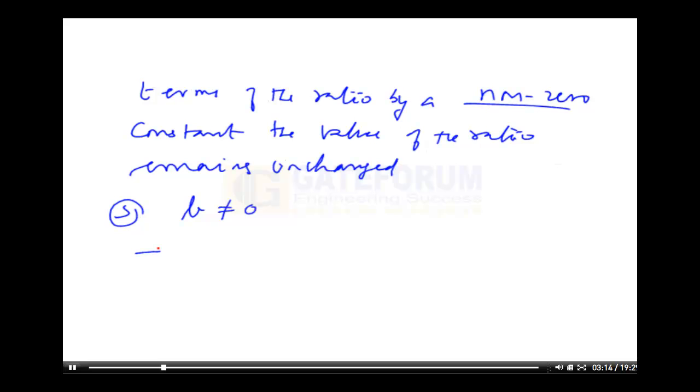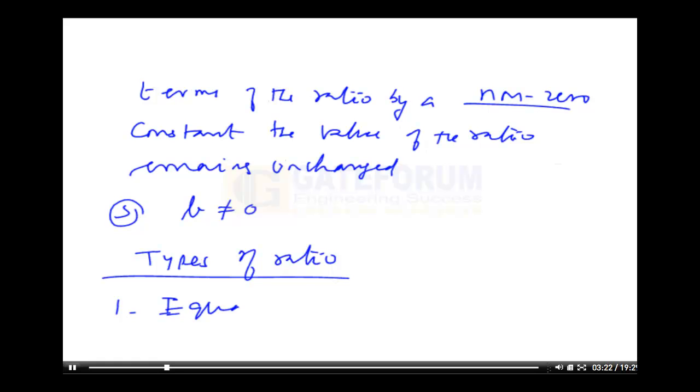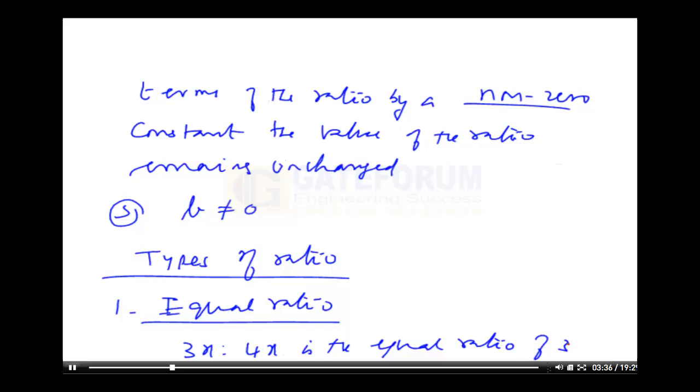Okay, let's go to now types of ratio. What you have seen in 4 is in fact called equal ratio. When I say two numbers are in the ratio 5 is to 6, they are not necessarily 5 and 6. So 3x is to 4x is the equal ratio of 3 is to 4.